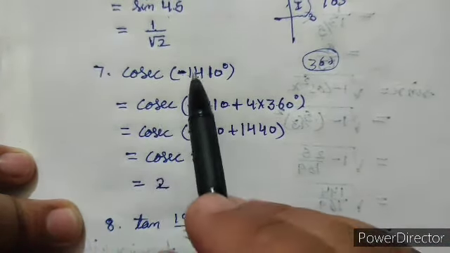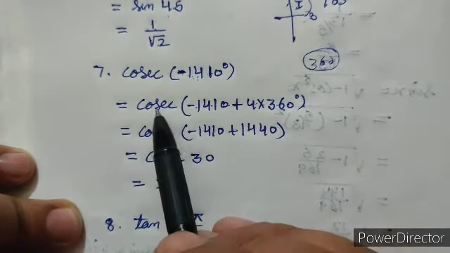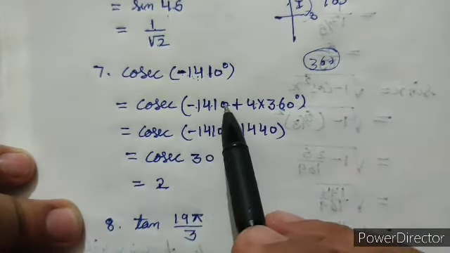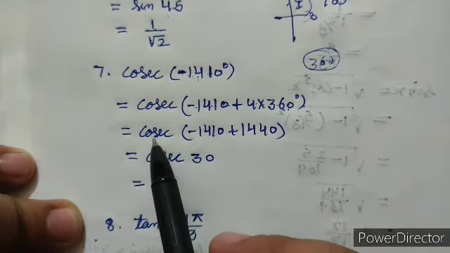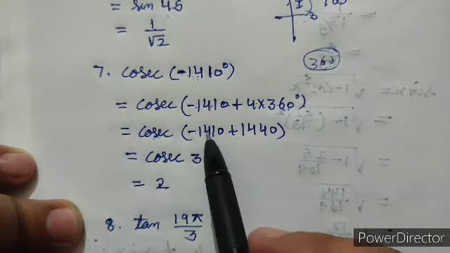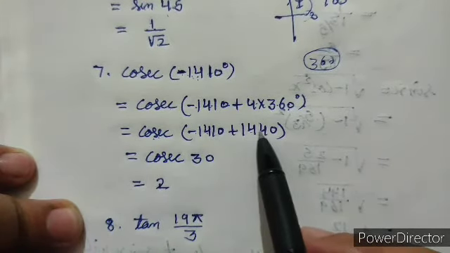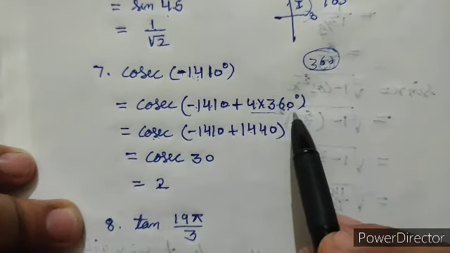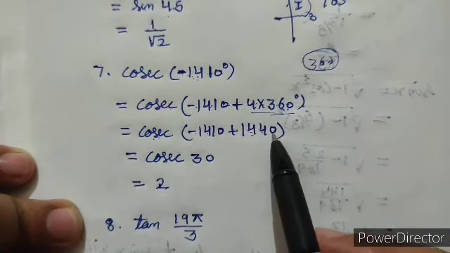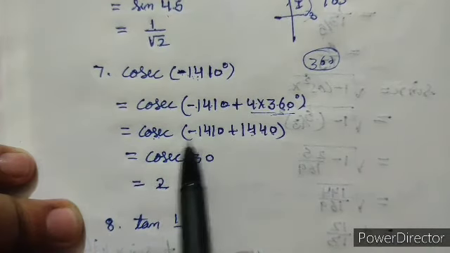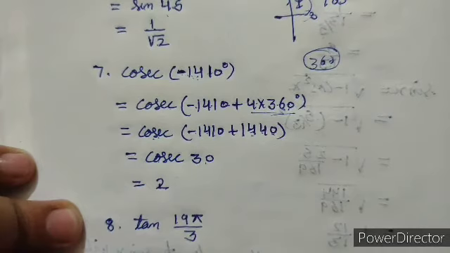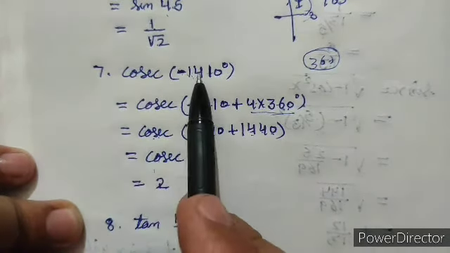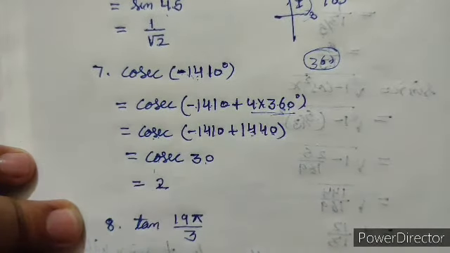So cosec minus 1410 can be written as cosec of minus 1410 plus 4 into 360, and that will give us cosec of minus 1410 plus 1440. Now 4 into 360 will be equal to 1440. Now adding these two, we are getting the value as cosec 30 degree, and we know that the value of cosec 30 degree is 2. So we can say that cosec minus 1410 will be equal to 2.